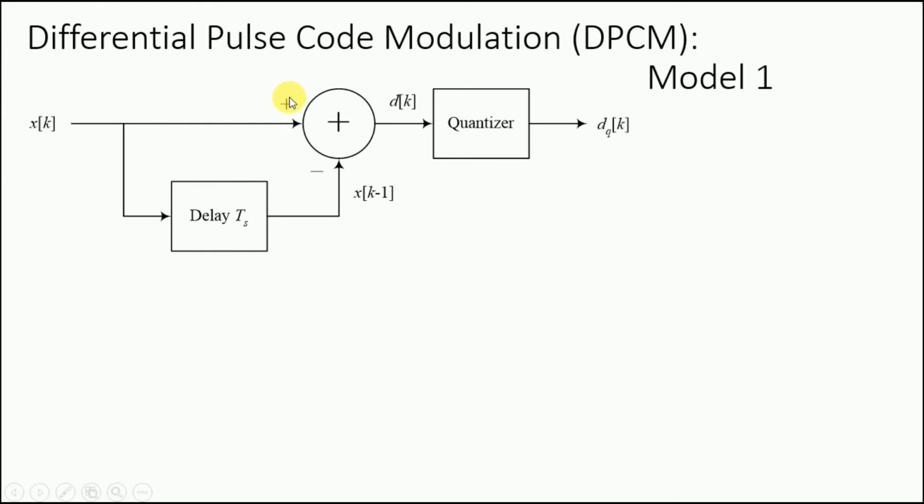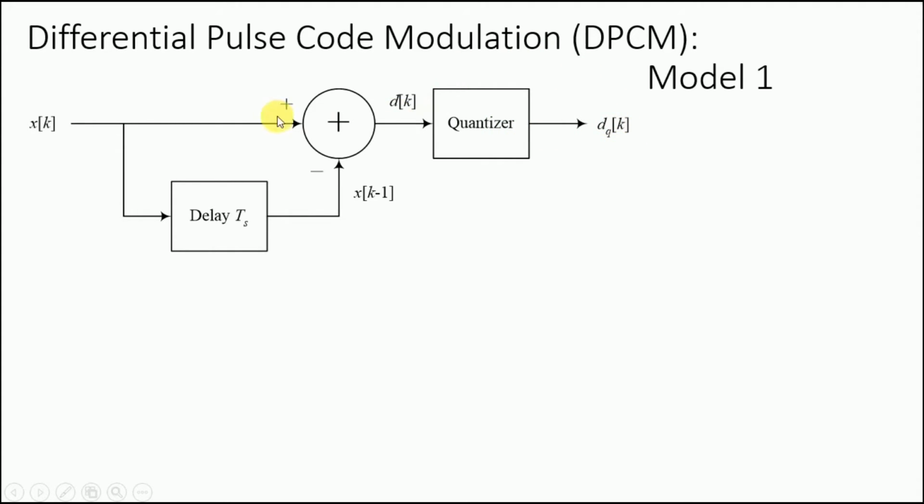So the addition and subtraction yields the difference signal, which is d of k. In this first model, we quantize this difference. This is a uniform quantizer. So we quantize this difference and eventually we get dq of k, which is the quantized version of our difference signal.